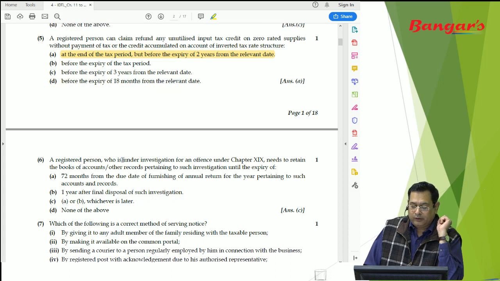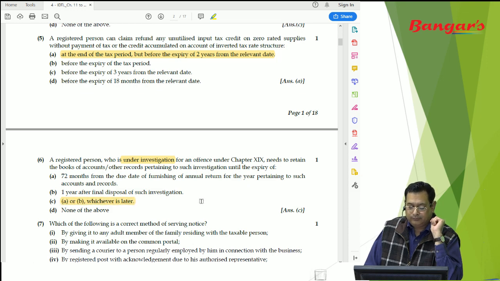Now, if your accounts are under investigation, in that particular circumstance, the period of maintenance will be what? 72 months from the due date of furnishing the annual return pertaining to the year to which such accounts or records pertain, or 1 year after the disposal of such investigation, whichever period expires later, that is A or B, whichever is later.